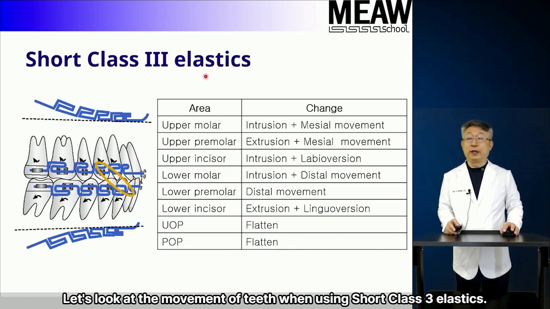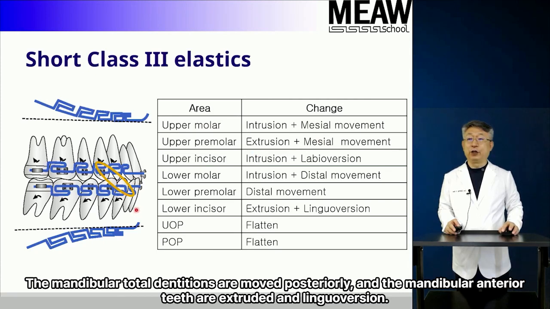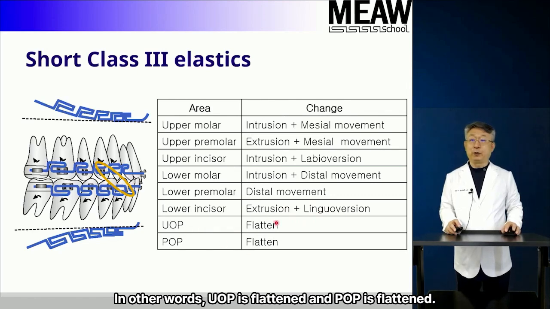Let's look at the movement of teeth when using short Class 3 elastics. The maxillary anterior teeth move forward, and the maxillary premolars are extruded and move forward. The mandibular total dentition is moved posteriorly, and the mandibular anterior teeth are extruded and lingoversion. In other words, UOP is flattened and POP is flattened.